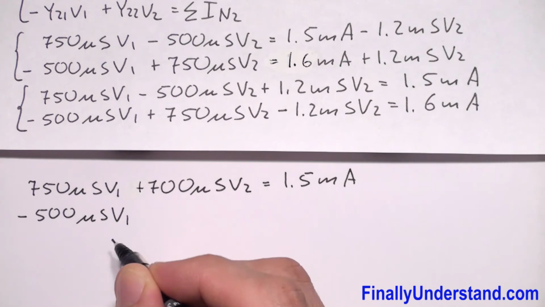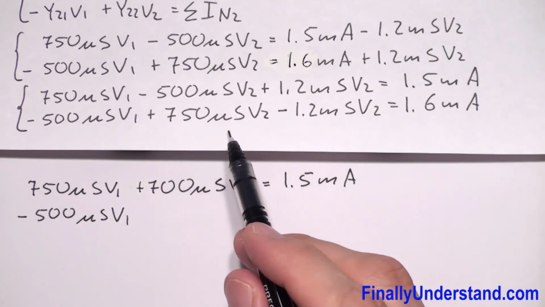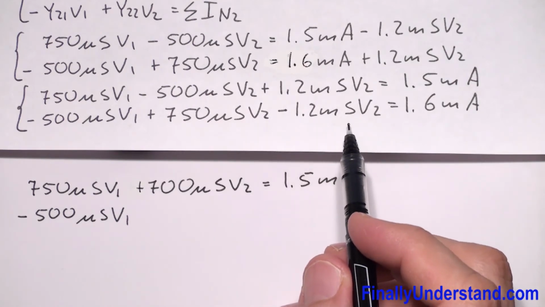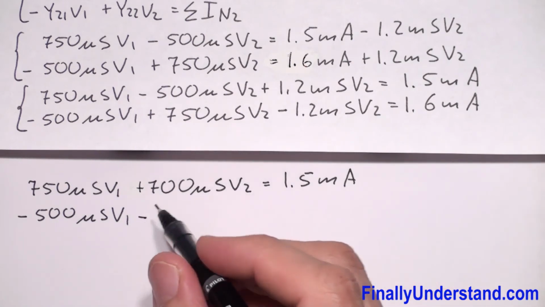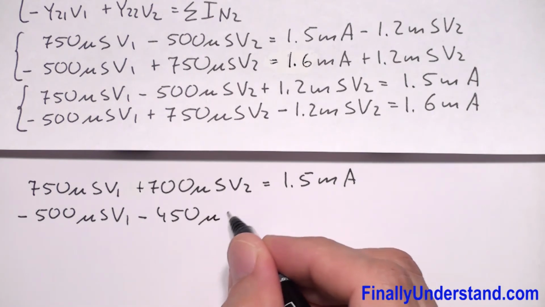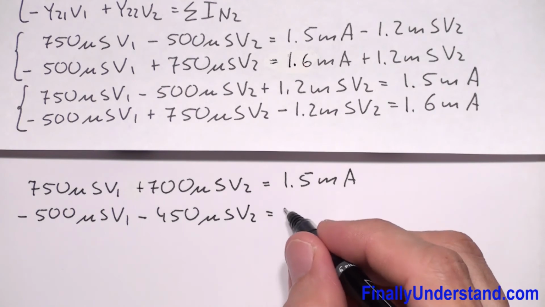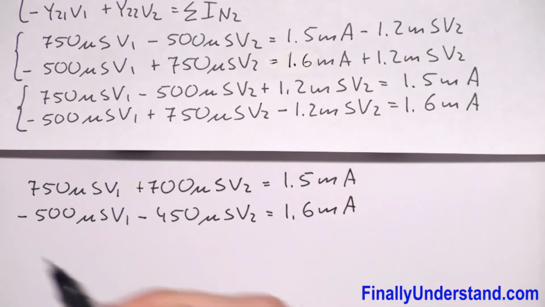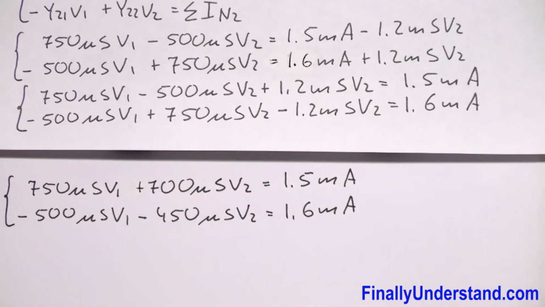And the second one, we have negative 500 microsiemens V1, and I have 750 microsiemens V2 minus 1.2 millisiemens V2, which is negative 450 microsiemens V2, and this is equal to 1.6 milliamps. Okay, so I got my nodal equations.